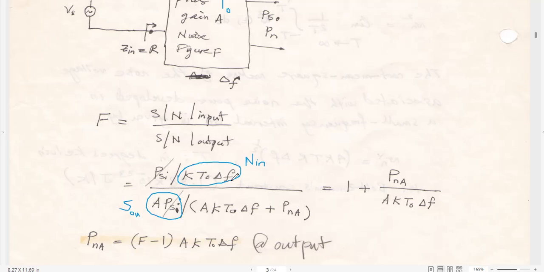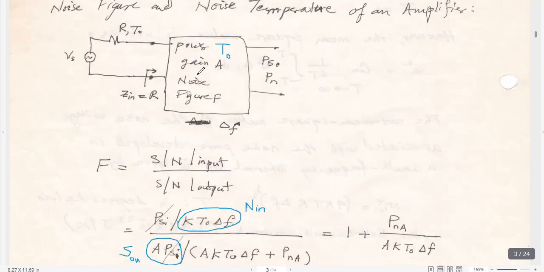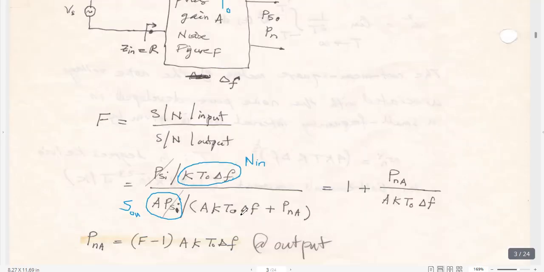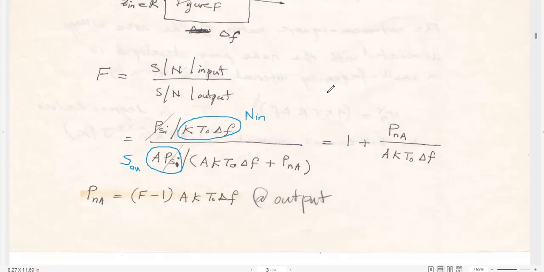Now the noise output is the noise power from the resistor multiplied by the gain A. So it is kT delta F times the gain A, plus the noise power added, or generated, by the amplifier itself. Let's call it P NA. Now this is equal to, here, PSI. You can cancel this with this, and you will have 1 over A.